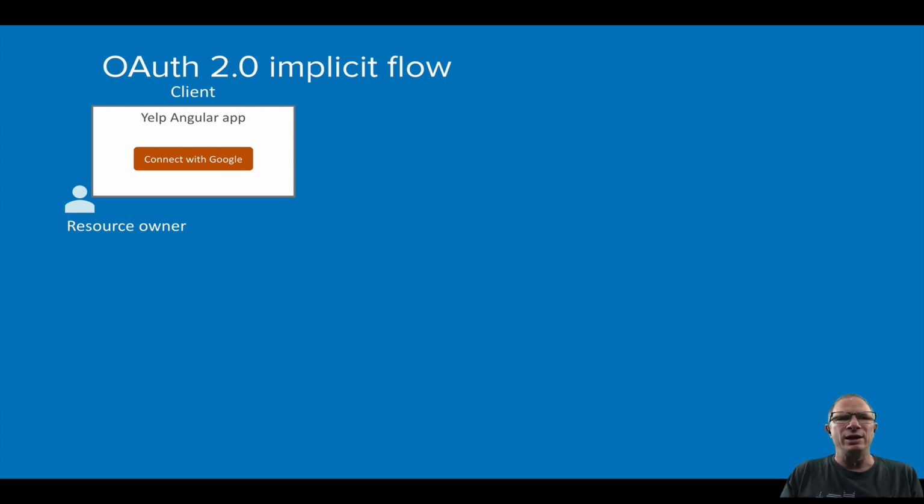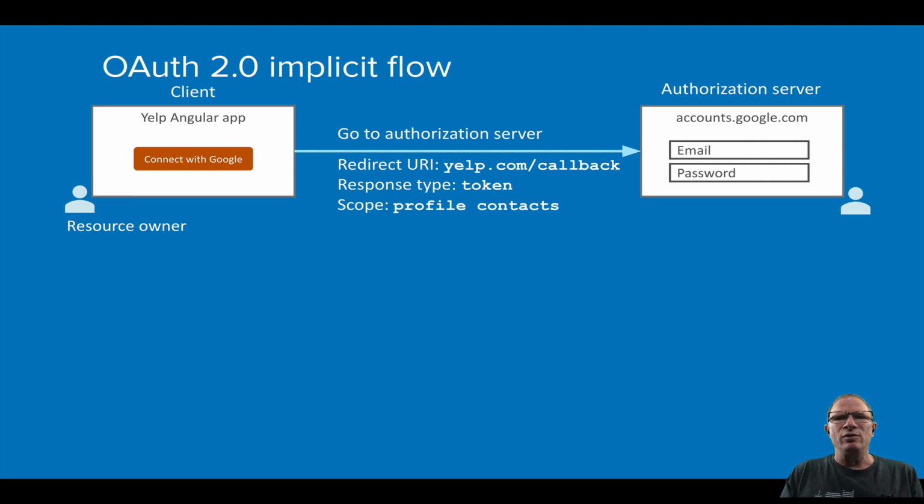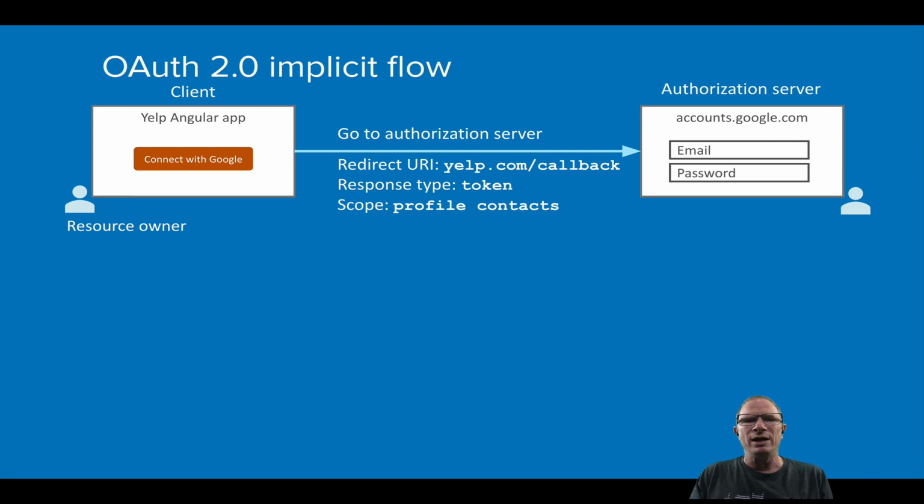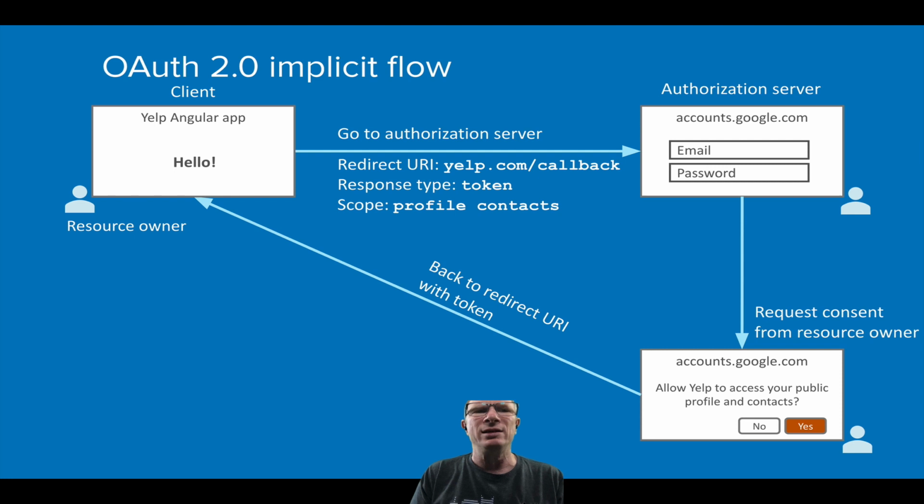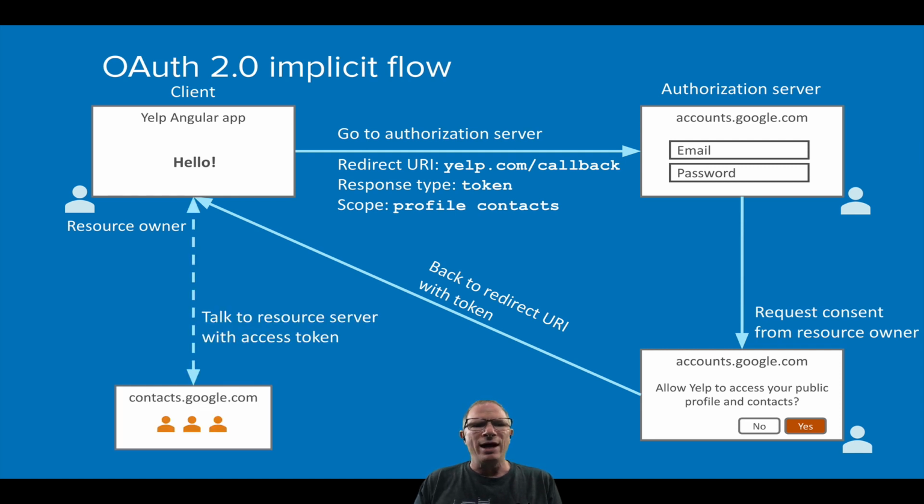When I click on the friendly connect with Google button, it sends me over to the authorization server to authenticate. That's where I'm supposed to put my credentials in. From there, I get a consent form. It asks me if I want to allow Yelp to access my public profile and contacts in this case. And if I respond yes, it redirects to the browser with an access token directly. So we might imagine this is an Angular app, and the browser gets the access token, and now the browser can interact with the Contacts API on my behalf.